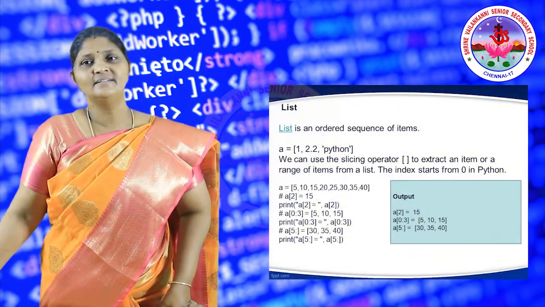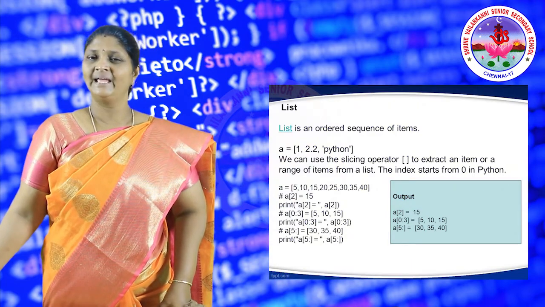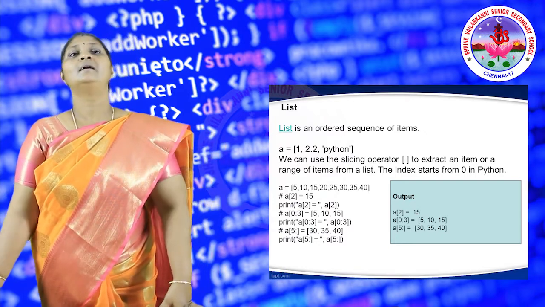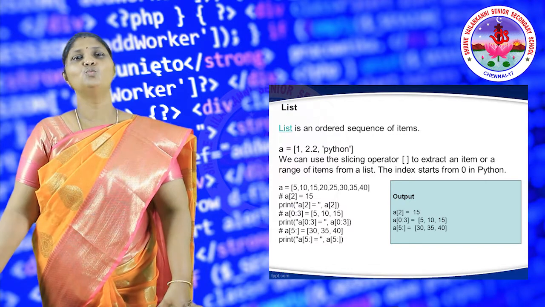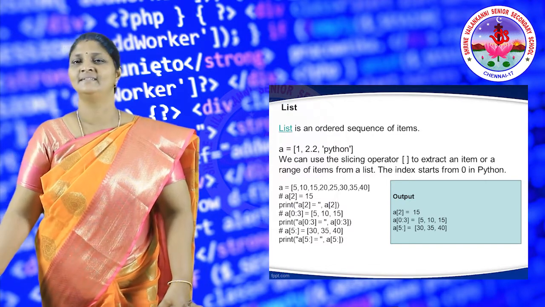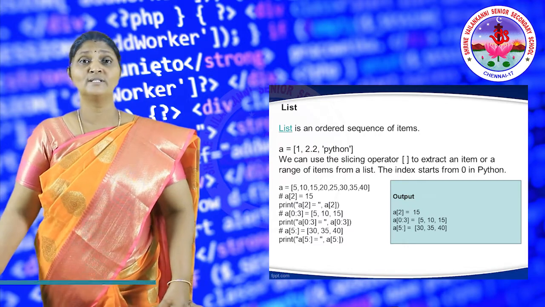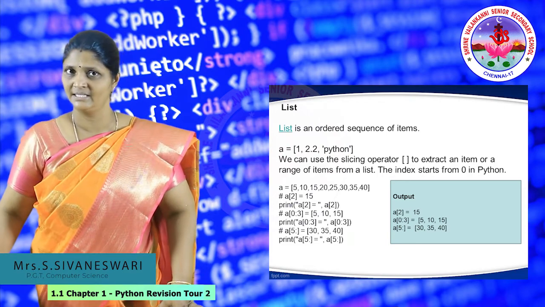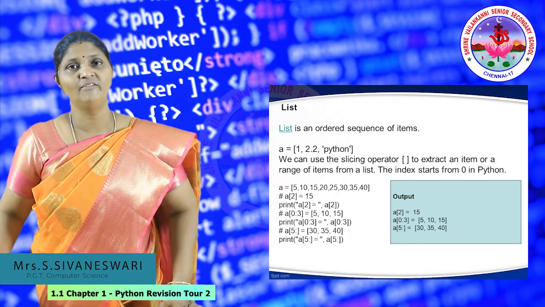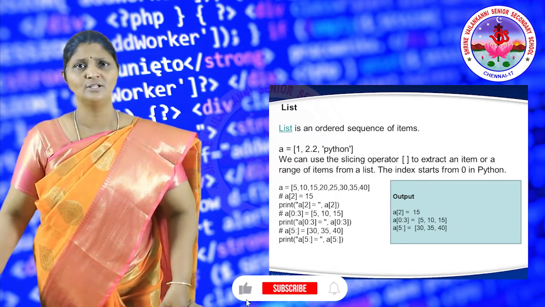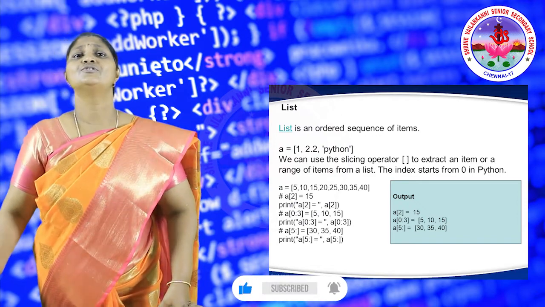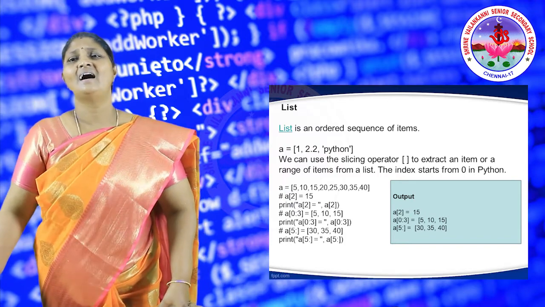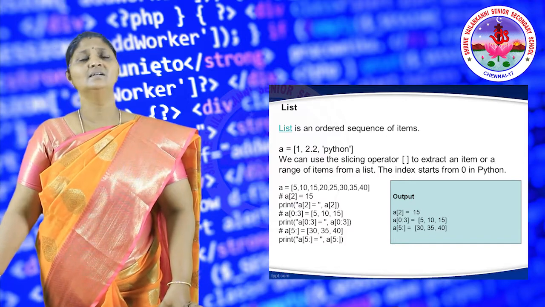List is an ordered sequence of items. In a list, you can have even different data type values. Let's see an example here. a is equal to 1, 2.2, python. Python is enclosed within quotes because it is a string. 2.2 is a float data type, floating numbers, right? And 1 is an integer. So the same variable a, which is a list, is holding an integer, a floating number, and then a string. We can use the slicing operator, that is the square bracket, to extract an item or a range of items from a list.